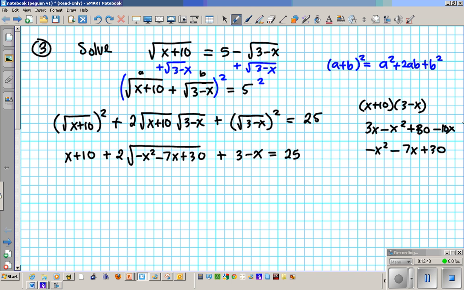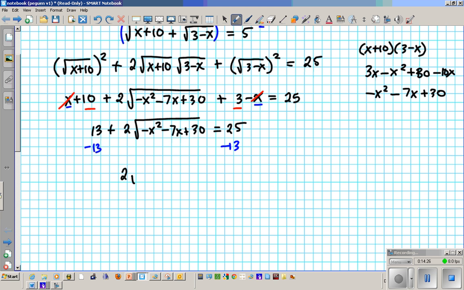On the left side, I can combine x and x. X minus x cancels out, so those two cancel out. And then I can combine 10 and 3. 10 and 3 gives me 13. So on the right side, I have 13 plus 2 root negative x squared minus 7x plus 30 equals 25. Now to get this radical by itself, I need to move 13 to the other side. So I subtract 13 from the right and subtract 13 from the left side. So that's going to give me 2 root negative x squared minus 7x plus 30 equals 12.